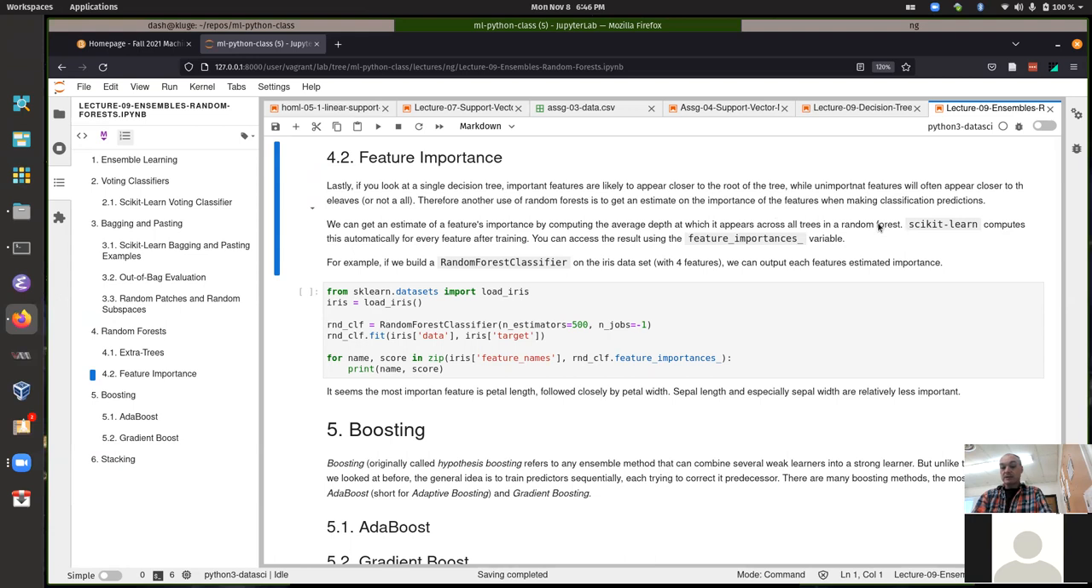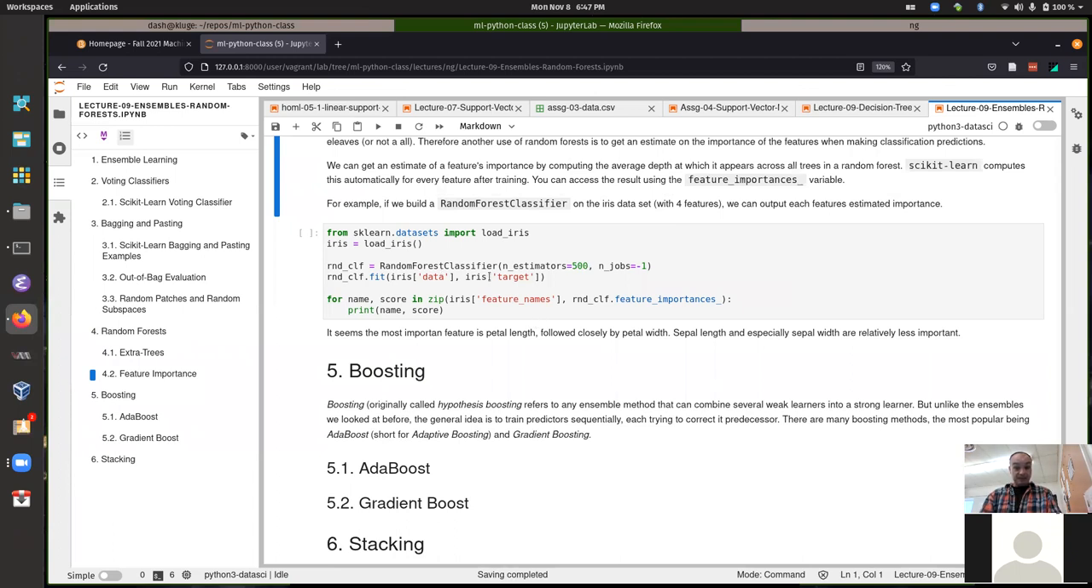Create a random forest, again using bagging or something to get some randomness in there. And then compute the average depth at which features appear in the tree. That will give you an even better estimate of the importance that features might have on this classification task that you're working with.